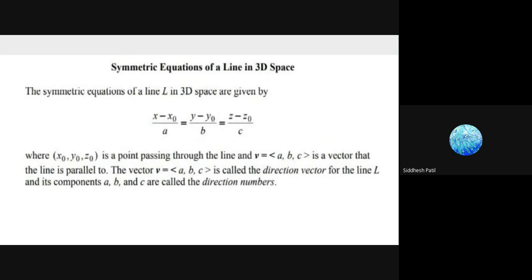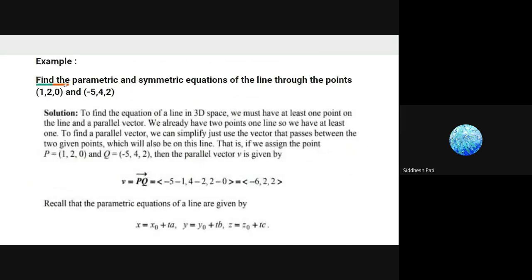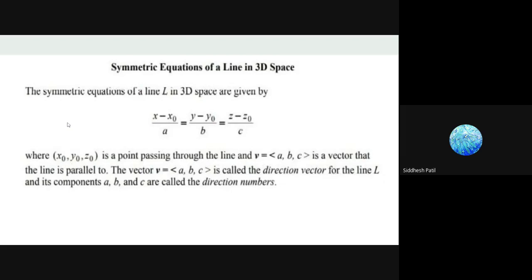Now let's see symmetric equations of a line in 3D space. The symmetric equations of a line L in 3D space are given by x minus x naught over a is equal to y minus y naught over b is equal to z minus z naught over c, where x naught, y naught, z naught is a point on the line, and v is equal to abc, the vector that the line is parallel to. The vector v abc is called the direction vector for the line L, and its components a, b, and c are called the direction numbers, which we saw before also.